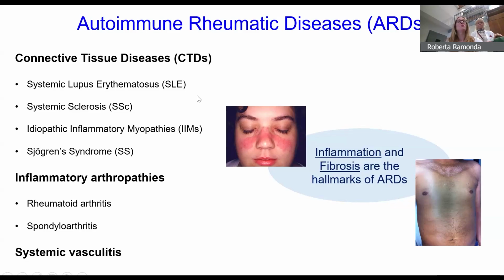When we speak about heart and rheumatic disease, we mainly refer to autoimmune rheumatic diseases, particularly connective tissue diseases, inflammatory arthropathies, and this will be the focus of our talk, and systemic vasculitis. These conditions are characterized by inflammation and fibrosis with varying degrees depending on the disease itself and the phase of the disease, of course.